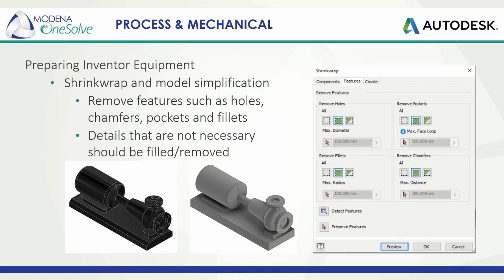Shrink wrap functionality helps generate a single file that has options to remove features such as holes, fillets, chamfers, and pockets in order to create a lightweight file that can then be authored and exported as a building component. And obviously that is then leveraged inside Plant 3D.